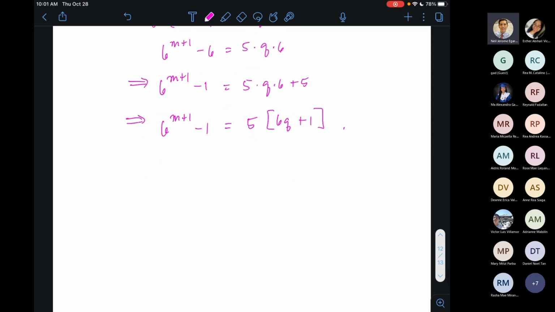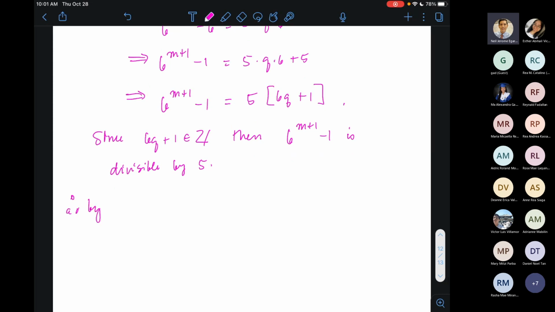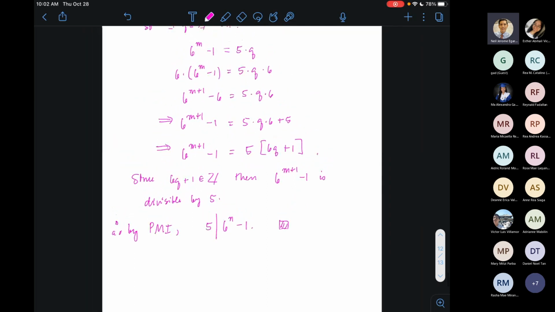But since 6q plus 1 is an integer, because q is an integer, then we can say na si 6 to the m plus 1 minus 1 is divisible by 5. And so therefore, by the principle of mathematical induction, we can say that 5 divides 6 to the power n minus 1 sa baba. End of proof. All right? So ito yung pwede niyong gawin whenever working with divisibility sa PMI.